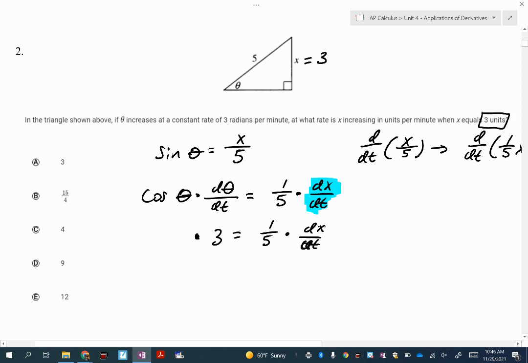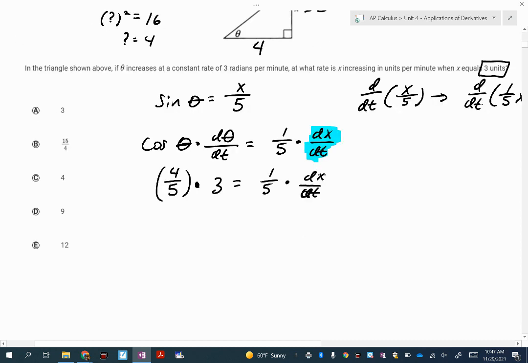And this is a right triangle. And I know with the Pythagorean theorem, I mean, I know this because this is one of those special ones, but this side length has to be 4. But if you don't know that, you could do 3 squared plus your question mark squared equals 5 squared. So that's 25 minus 9, which is 16. So our question mark is 4. All right. So the cosine of theta is adjacent over hypotenuse. So that's going to be 4/5 over here. Okay. So now I'm just solving here. I have 12/5 equals 1/5 times dx over dt.